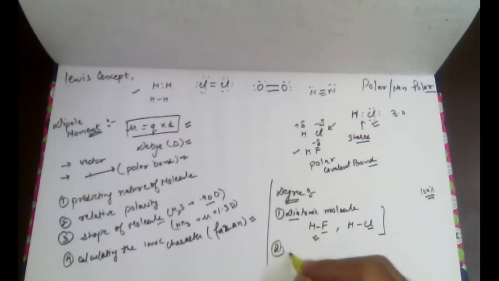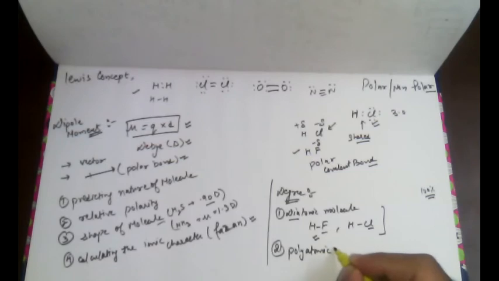When we talk about polyatomic, poly means many. In these molecules, more than one covalent bond exists. The dipole moment value depends upon the polarity of different bonds, and also represents their respective bond angles.